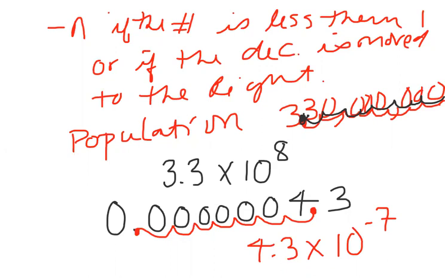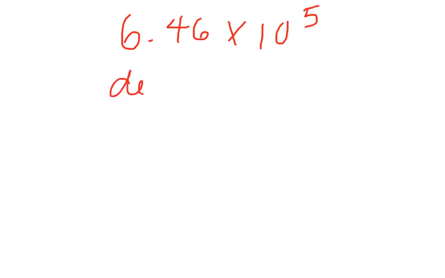Now, every once in a while, they give you a number, such as this one right here, 6.46 times 10 to the 5th power. And they ask you to write this in decimal notation. This is the same thing as saying, take this out of scientific notation. Rewrite it without scientific notation. So decimal notation is basically your regular numbers without scientific notation. Just your regular numbers, okay?